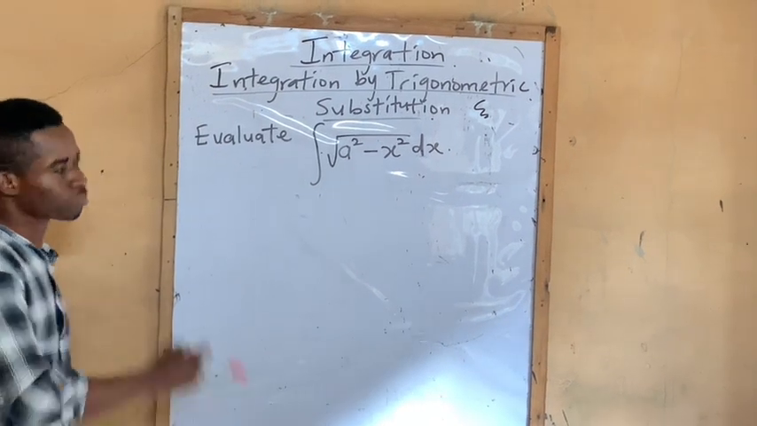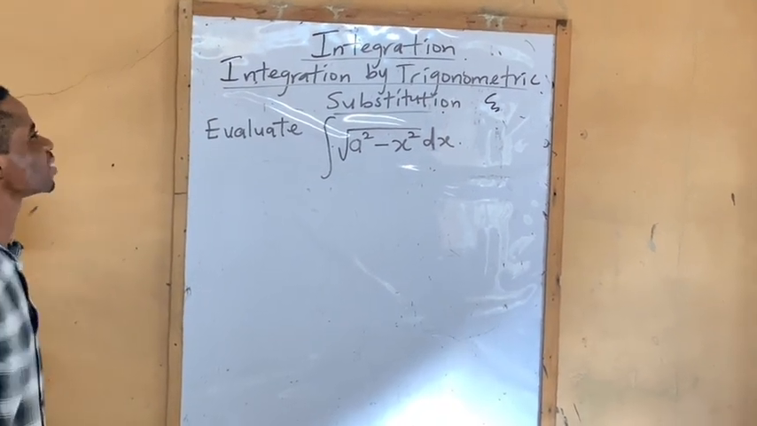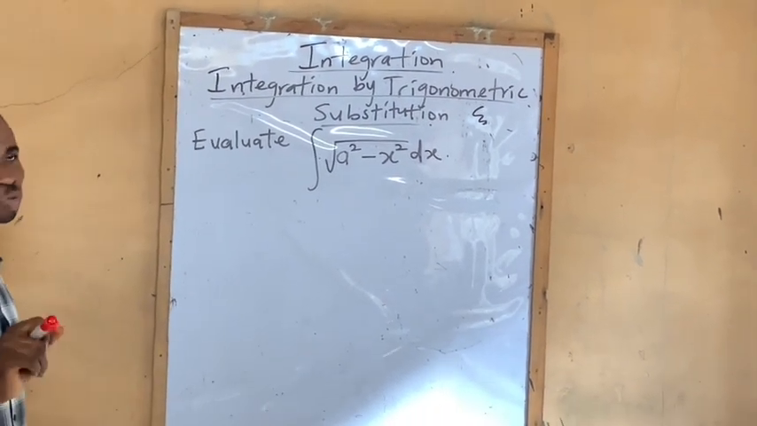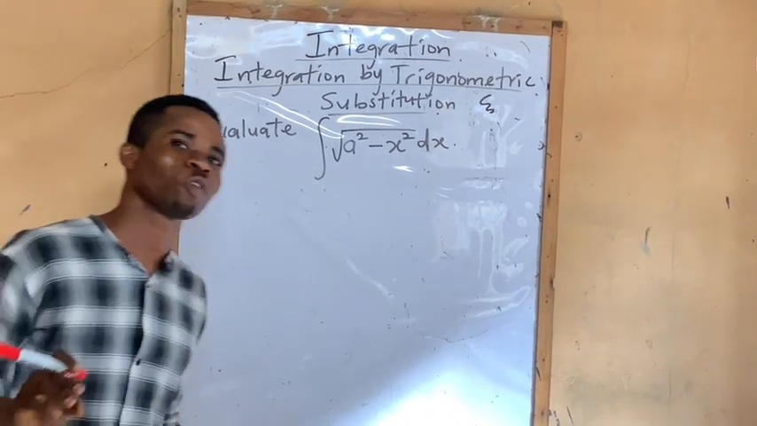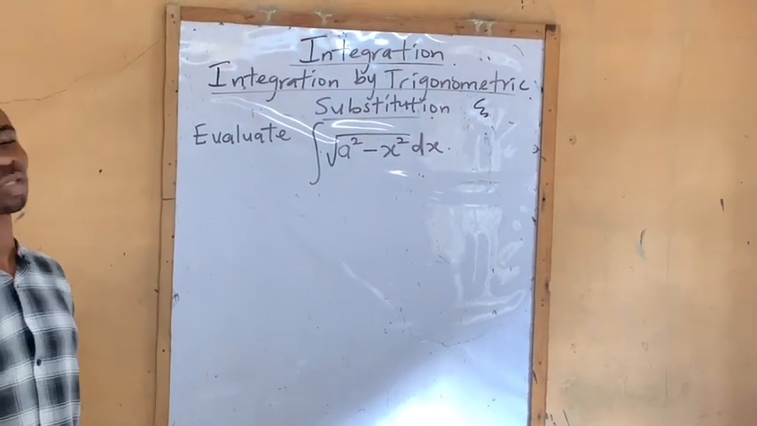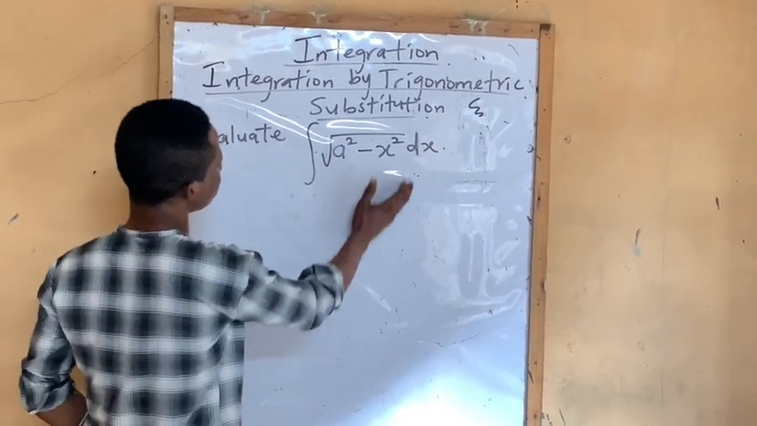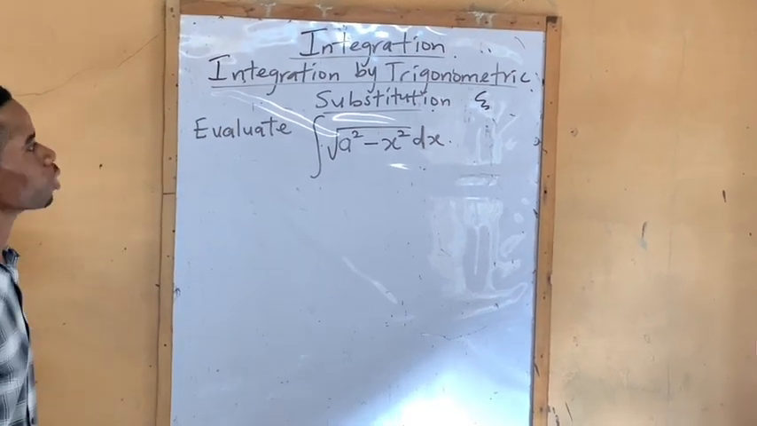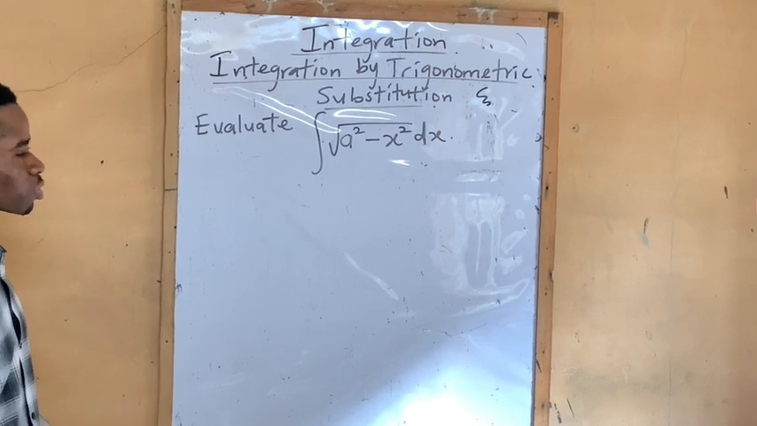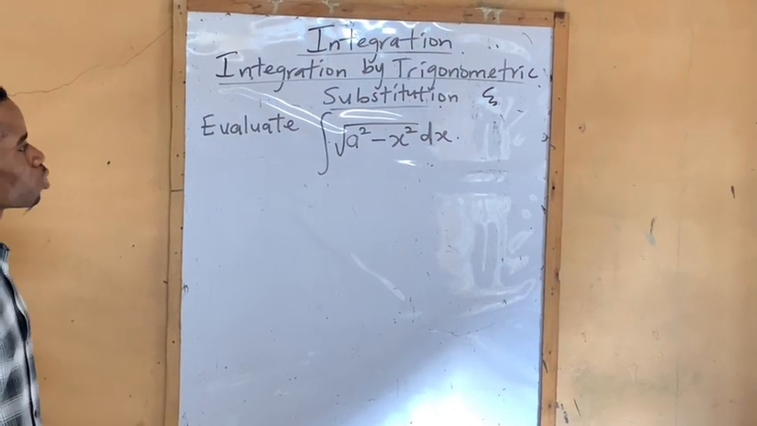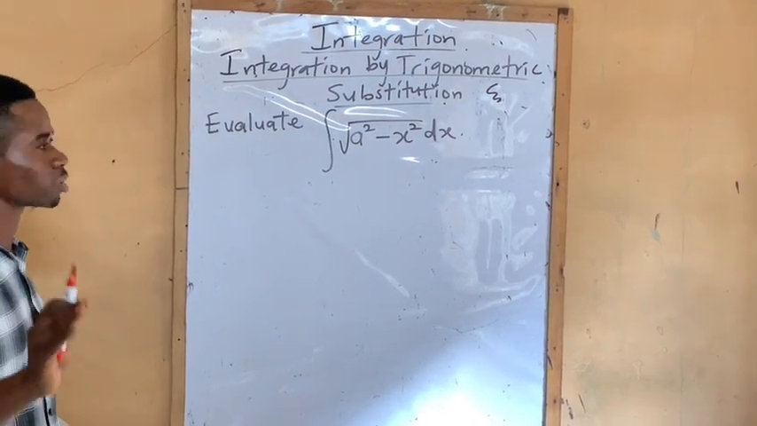Now, today, we want to talk about integration by trigonometric substitutions. Now, this aspect of integrations, we need to pay good attention. When you have an integration question like this, how do we do it? We call it trigonometric substitution. There are things we have to take note of when we want to solve this kind of integration.